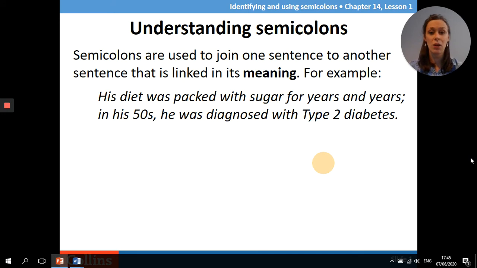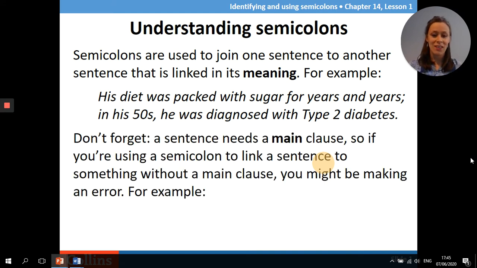In this case, the semicolon is kind of between the cause and the effect, and that's one way that you can use them. It's important that a sentence needs a main clause. So if you're using a semicolon to link a sentence to something without a main clause, you might be making an error. Here's an example.